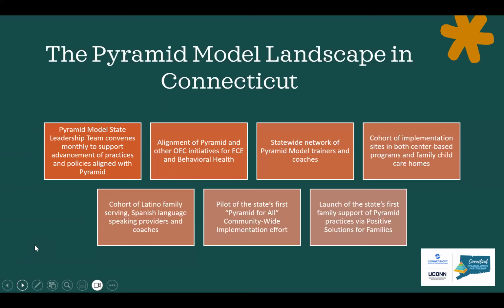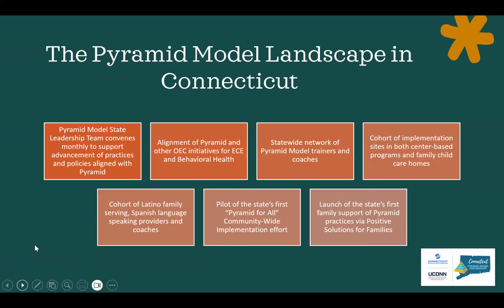CTLs and Elevate. There's a statewide network of Pyramid Model trainers and coaches that our team at UConn supports and oversees, and tracks their work and efforts. There's a cohort of implementation sites, both center-based programs and family childcare homes. There's a cohort of Latino families serving Spanish language speaking providers and coaches. We have translated a number of materials and training content and one-pagers for families, providers and coaches, because there is such a strong cohort of Spanish language need in the state that is plugged into Pyramid so strongly, which is really great to see.